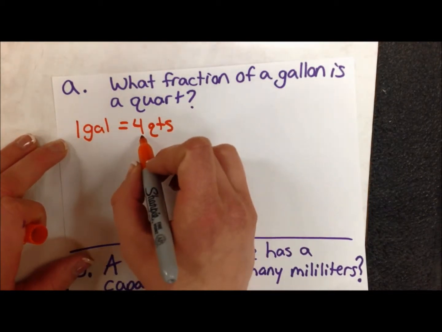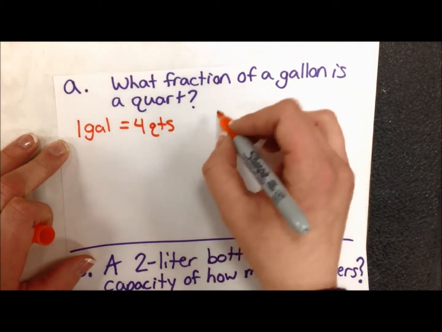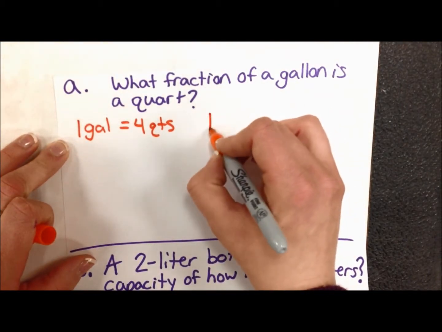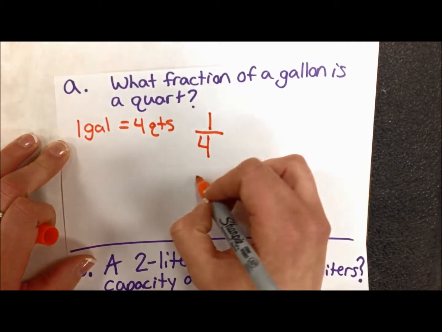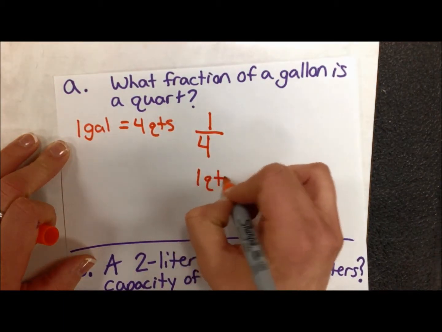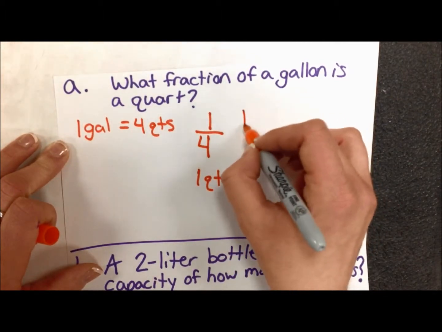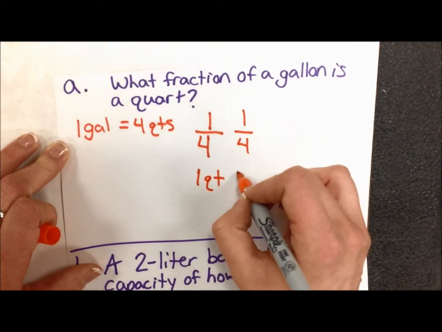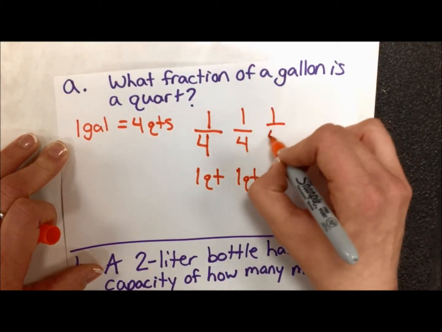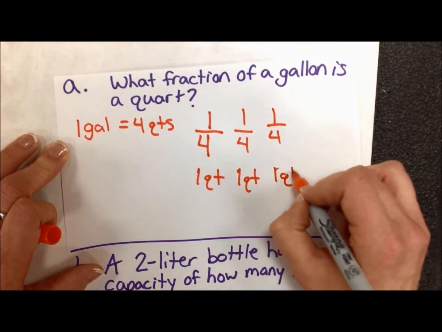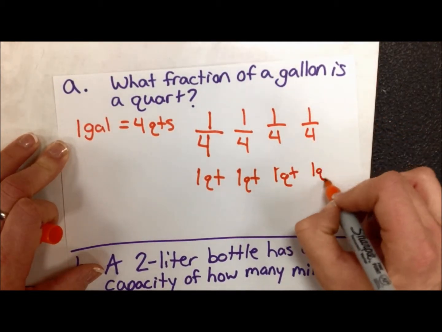So what fraction of a gallon is a quart? Well, if there are 4 quarts in 1 gallon, that means there are 4 parts. So that would just mean that 1 quart would be 1/4. Another one, 1 quart. Another one, 1 quart. And another one, 1 quart.